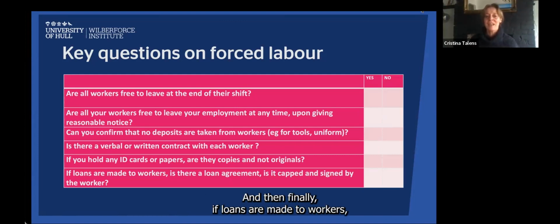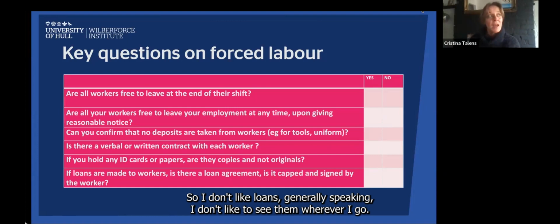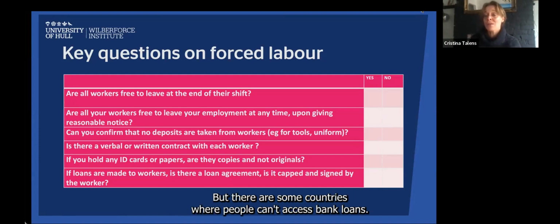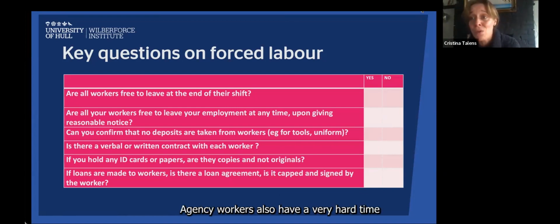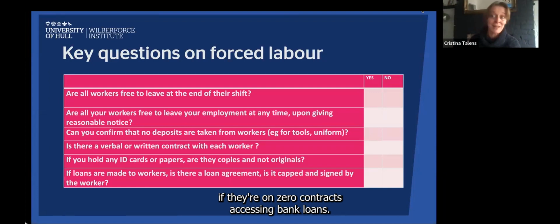And then finally, if loans are made to workers, is there a loan agreement in place? Is it capped? And is it signed by the worker? So I don't like loans. Generally speaking, I don't like to see them wherever I go. But there are some countries where people can't access bank loans. Agency workers also have a very hard time, if they're on 0-hour contracts, accessing bank loans.